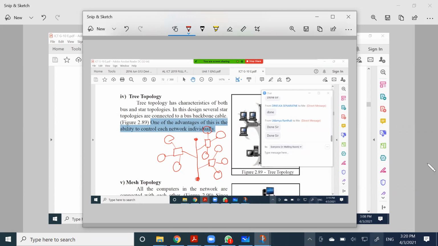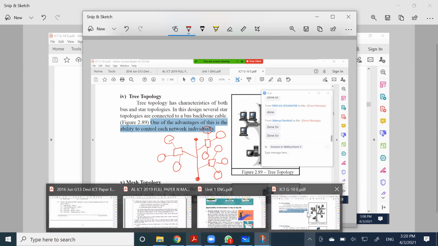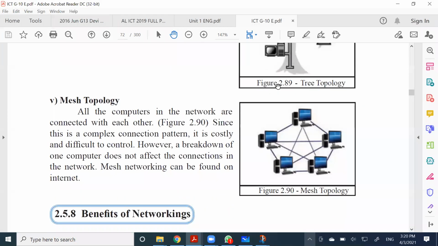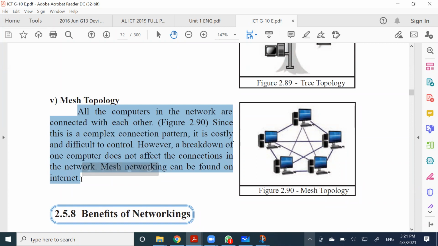Right. So we are going for the last topology, which is the mesh. So regarding the mesh, what we are going to write. So it is mesh topology, the topic. Yeah, like we can't omit any of the points. It's better you write the entire thing. And the sketch.